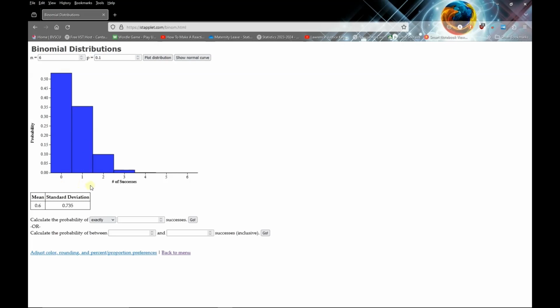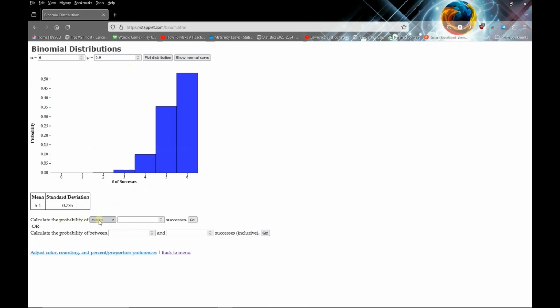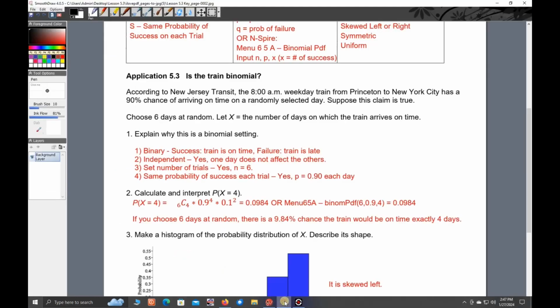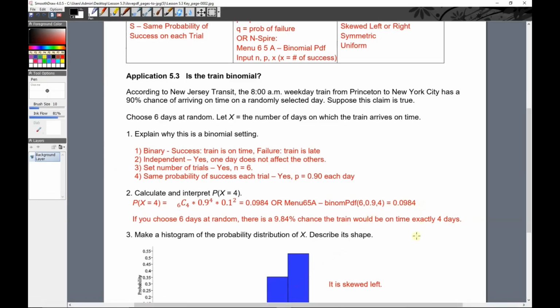Does that make sense? Okay. We can also check, and I need to put this back to 0.9, so let me do that. We'll put it back to the way it was and calculate the probability of exactly 4 and just hit go. It is about 9.84%, or as we had before, 0.0984, same thing.